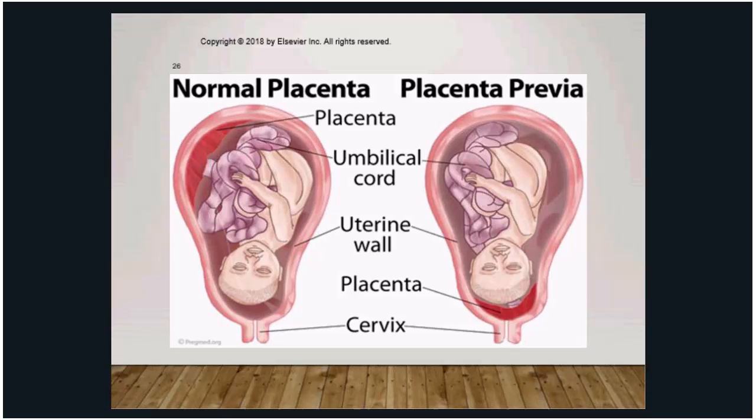To the left, you see a normal placenta. It's up high in the uterus, the umbilical cord is attached to that, and then the baby's head is closest to the cervix. The placenta previa shown is a complete placenta previa because the entire placenta is sitting over the cervix. So you can see that if the cervix opens, the bleeding from the placenta will decrease the oxygen to the baby as well as cause the mother to bleed, and you can see where that problem can start.